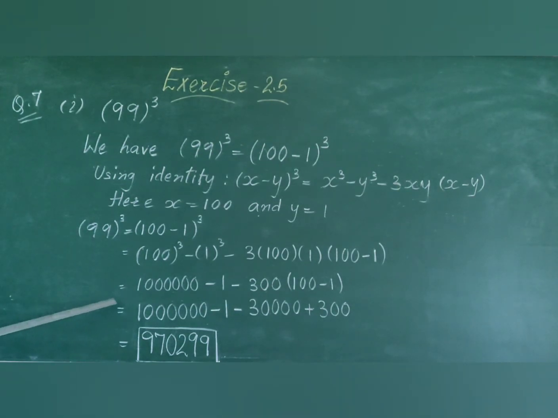Solving further, we get equal to 10 lakh minus 1 minus 300 into 100 we get minus 30,000, and again minus 300 into minus 1 we will get plus 300. So that is 10 lakh minus 1 minus 30,000 plus 300. On doing the required addition and subtraction, we will get the value of 99 cube as 9,70,299.